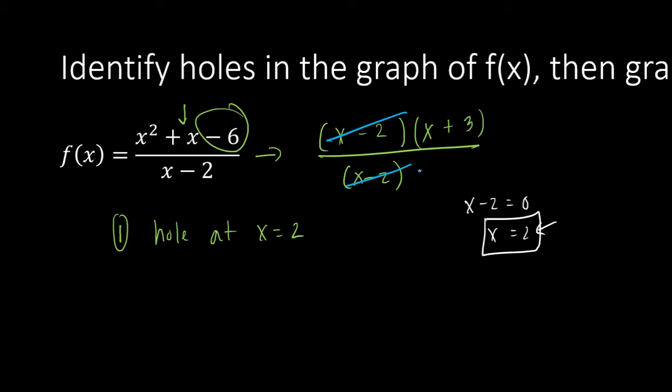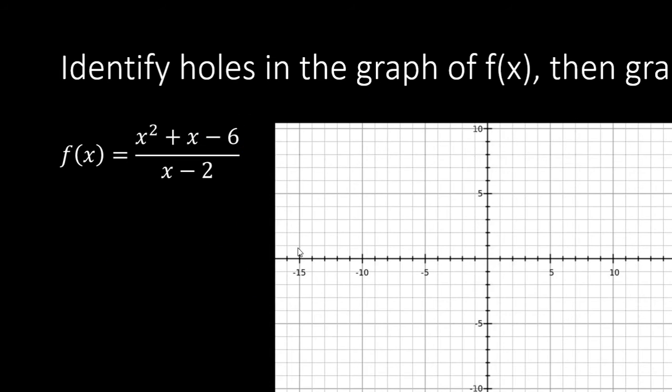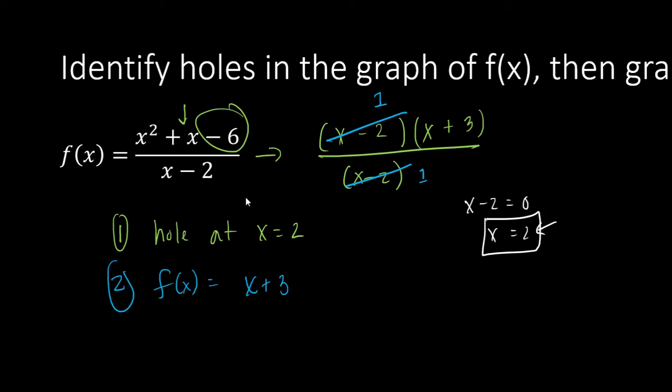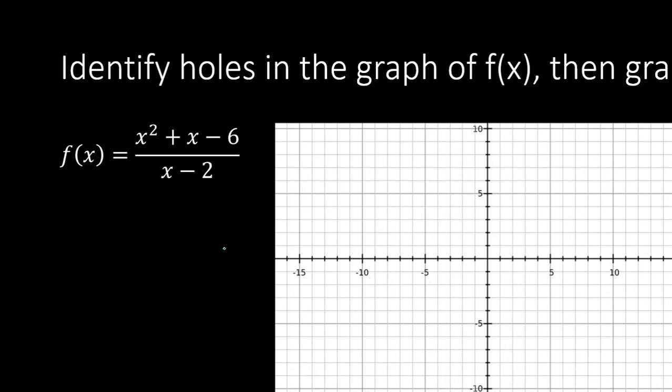if I simplify this expression, it's equivalent to x plus 3. So again, a hole at x equals 2, and if I simplify it, it equals x plus 3. So this is equivalent to x plus 3, and I have a hole at x equals 2.